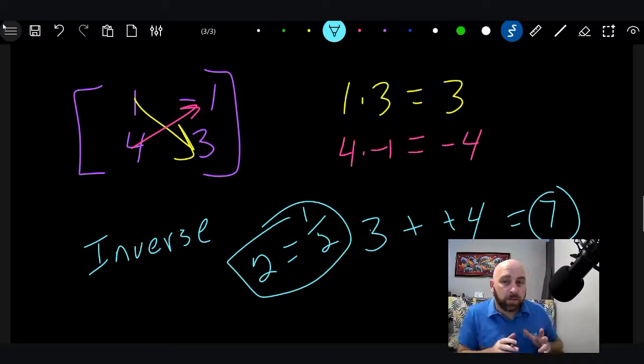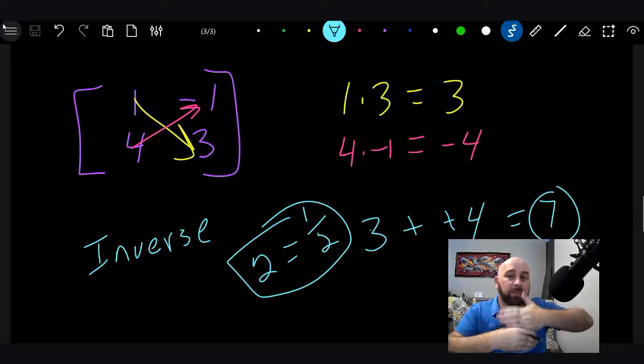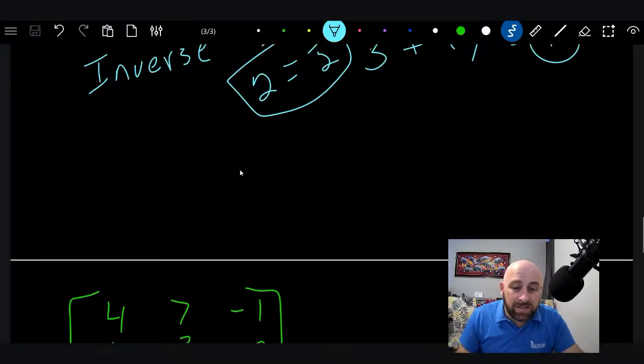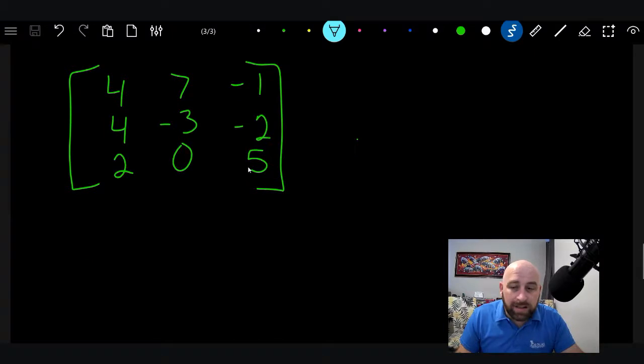But for right now, you just need to know, if it's 0, it doesn't have an inverse. If it's 0, it doesn't have a solution. Or if it's 0, it could also have infinite solutions. The lines could be coincident and be right on top of each other. But in this case, it's a 7, so it does have an inverse and it does have solutions. All right, let's look at this one.